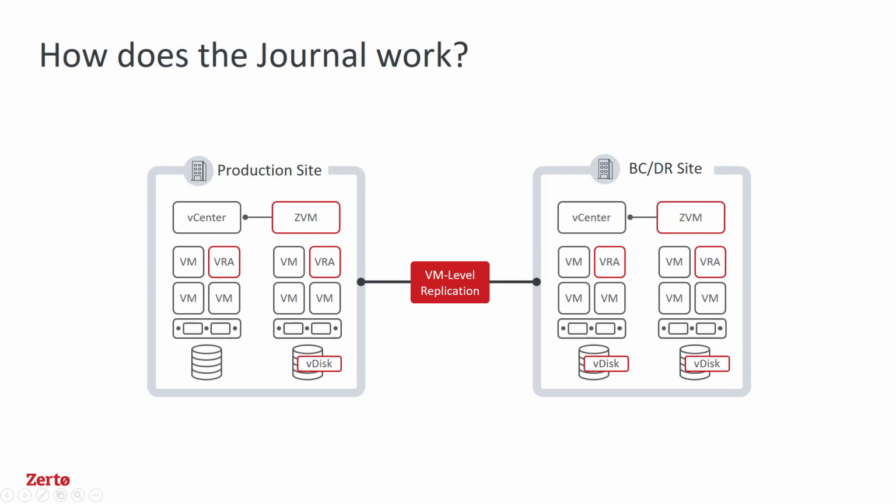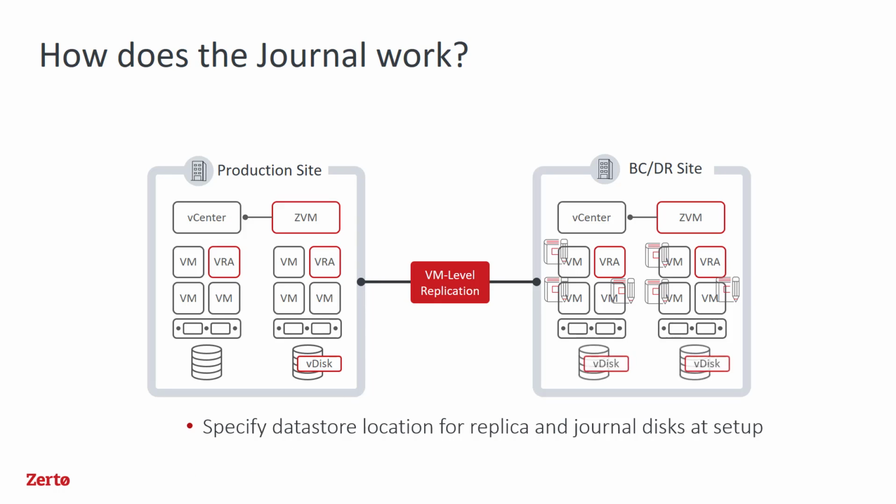Each protected virtual machine has its own journal, which consists of at least one thin provisioned virtual disk. During setup, you can specify the exact data store location for each replica disk. You'll also specify the exact data store location for each journal disk per VM.